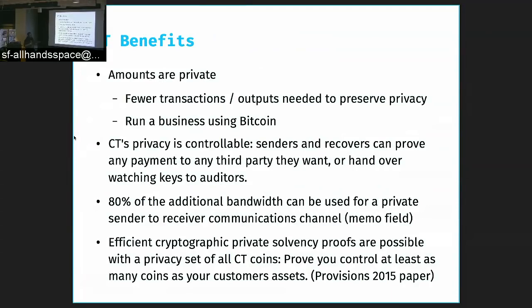It's possible to do this in a system like Bitcoin without CT, just by layering CT on top of it. But then you don't get a full privacy set, right? If you're the only person using that solvency proofing system, then your coins are revealed by it. But if everyone used CT, then the set would be complete. And there's a paper on doing this called the Provisions paper that discussed doing this.